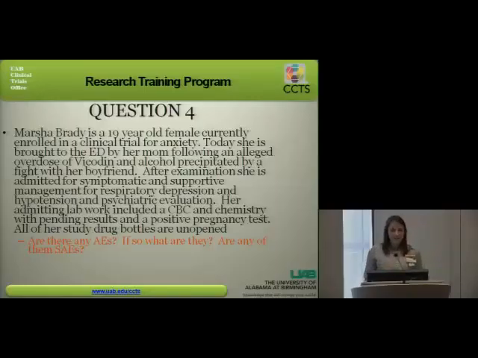So are there any adverse events? If so, what are they? And are any of these serious adverse events? So Marsha has the following. For a serious adverse event, she has respiratory depression and also hypotension, because this includes an overdose of opioids and alcohol resulting in respiratory depression and hypotension in the event summary. Also, you want to make sure that you would report the pregnancy according to the protocol.